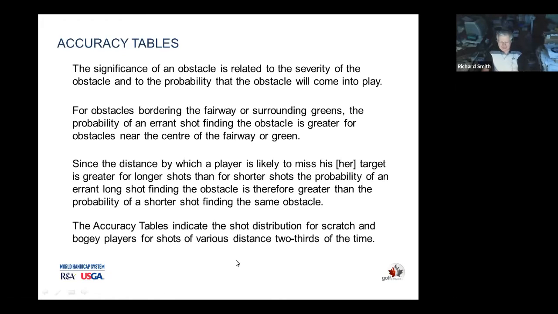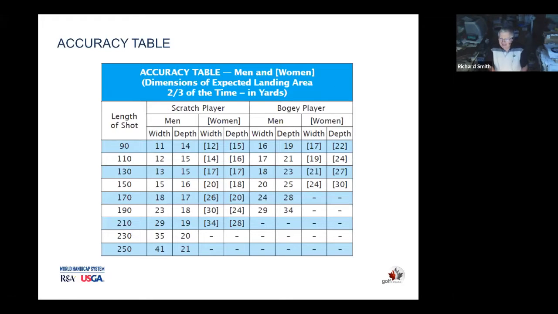So we have tables that the USGA originally developed. And the accuracy table deals with the width and depth of the landing zone that statistically you would expect to be within that landing zone at the dimensions cited here two-thirds of the time. The other third, your shots would be more errant and would be outside of these.